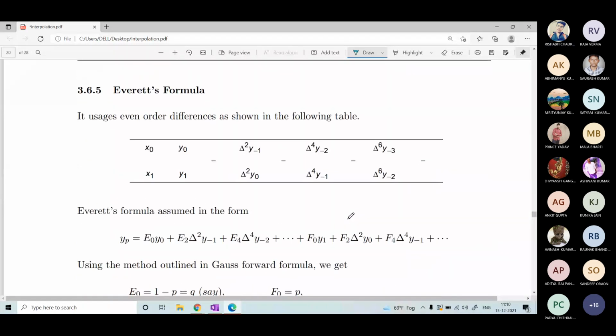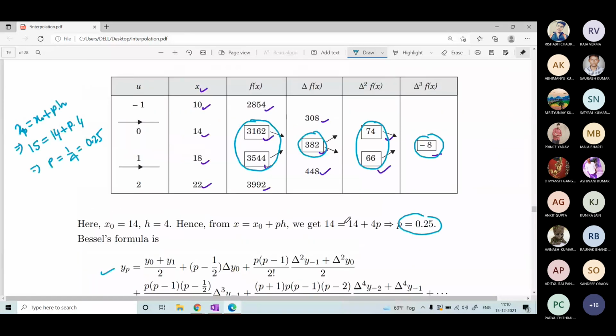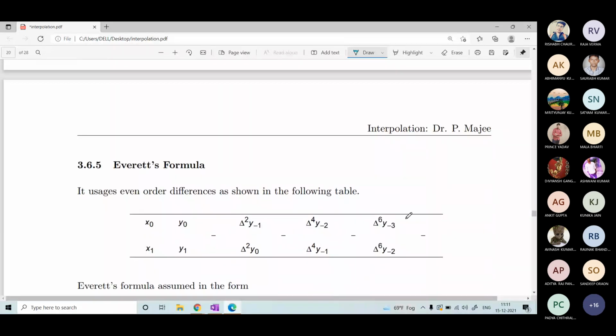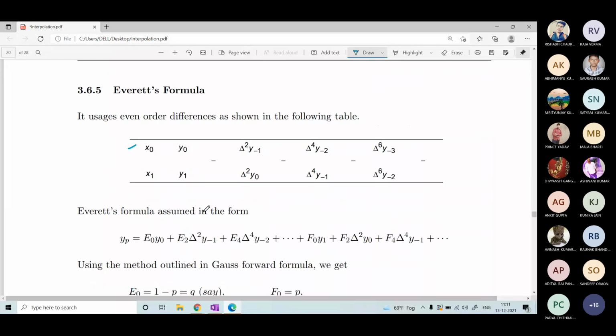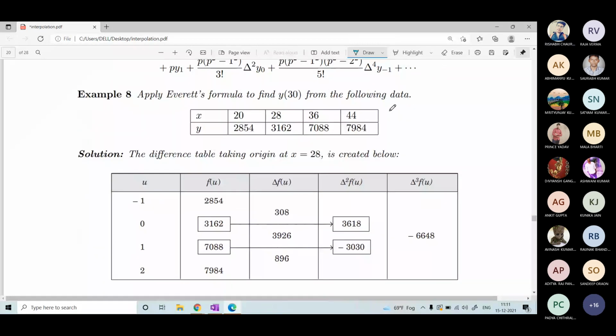Similarly, in Everett's formula, particular elements from the forward difference tables are taken. If you look at the Bessel's formula, these in-between elements are not taken. Here only even order forward differences are taken in the forward difference table. So let us take some real data, some real numbers, then I'll tell you what is happening here. These are the 4 data points: 20, 2854; 28, 3162; 36, 7088; 44, 7984.